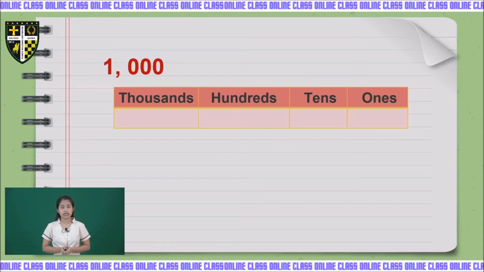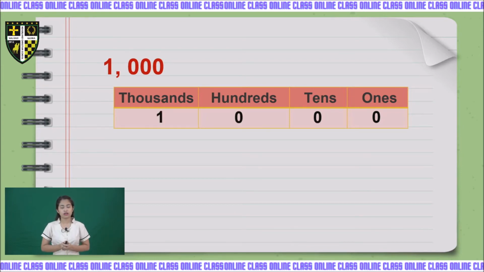As you can see in the number figure, it has the comma because we are going to write the comma in between the thousands place value and hundreds place value. So what is the place value of the following? 0 is in ones, 0 again is in tens, and 0 is in hundreds, and 1 is in thousands.